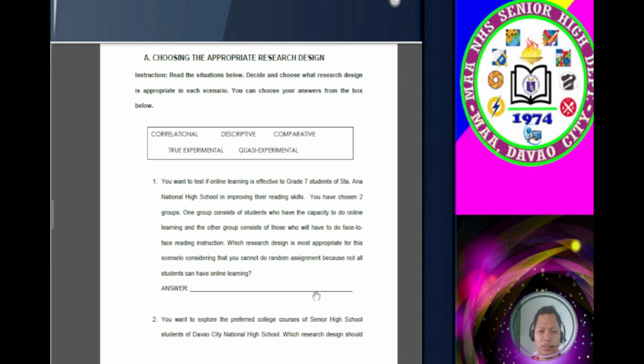Number 1, you want to test if online learning is effective in improving the reading skills of grade 7 students of Santa Ana National High School. You have chosen 2 groups. One group consists of students who have the capacity to do online learning, and the other consists of those who will have to do face-to-face reading instruction. Which research design is most appropriate for this scenario, considering that you cannot do a random assignment because not all students can have online learning? Okay, what's your answer?